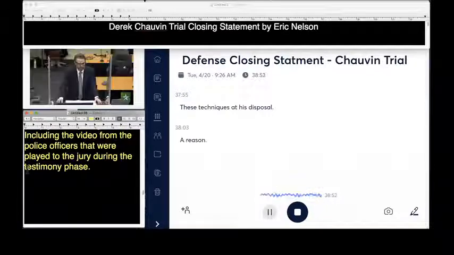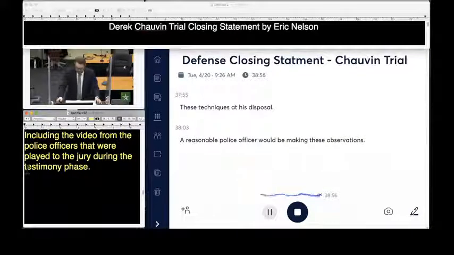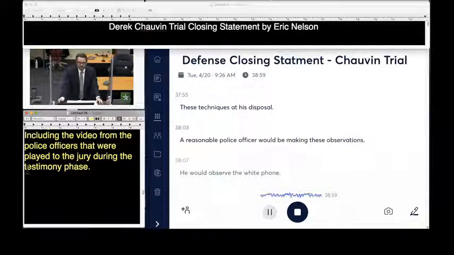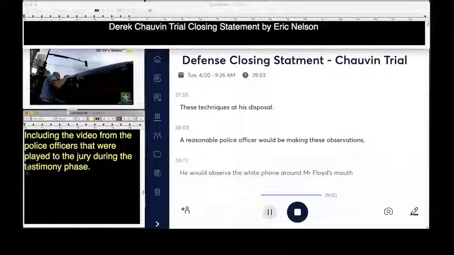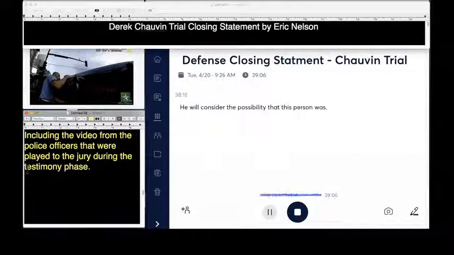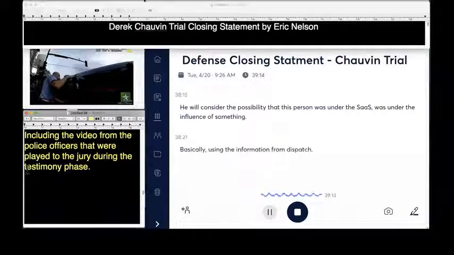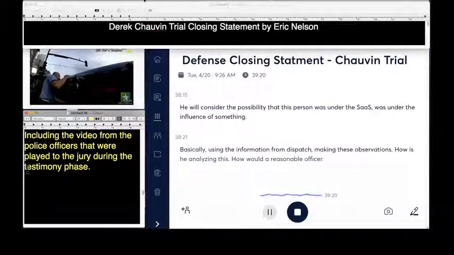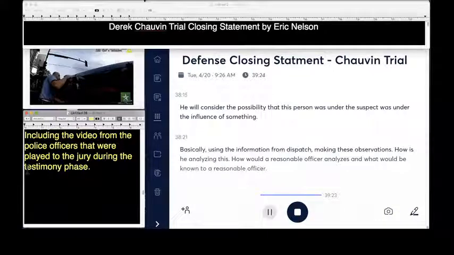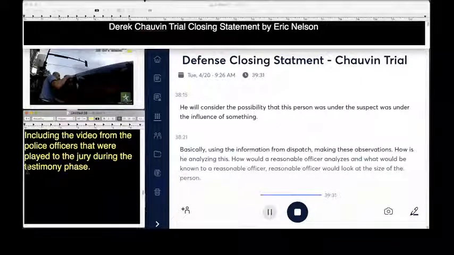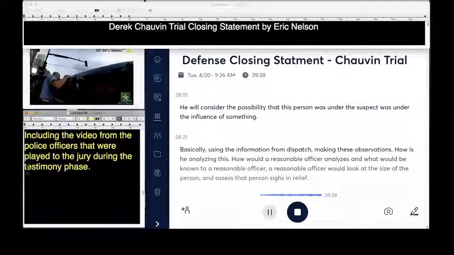A reasonable police officer would be making these observations. He would observe the white foam around Mr. Floyd's mouth. He would consider the possibility that this person was under the influence of something. Basically, using the information from dispatch, making these observations, how is he analyzing this? How would a reasonable officer analyze this, and what would be known to a reasonable officer? A reasonable officer would look at the size of the person and assess that person's size in relation to his own size. Because it's a part of the risk threat analysis, right? That we've heard about so much.